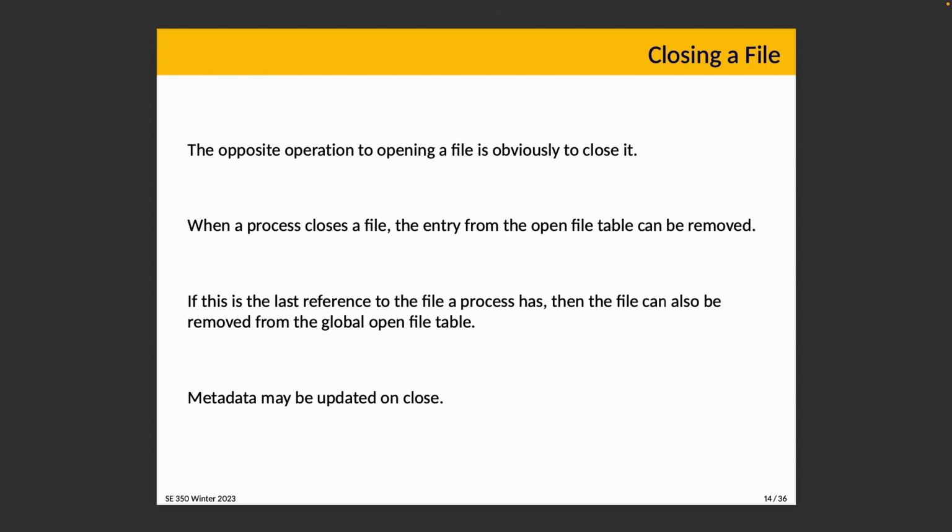And the opposite operation to opening a file, obviously, is to close it. And when a process closes a file, an entry from the open file table can be removed. If this is the last reference to an open file that a particular process has, the file can be removed from the global open table, i.e. if it's not open in anything anymore.